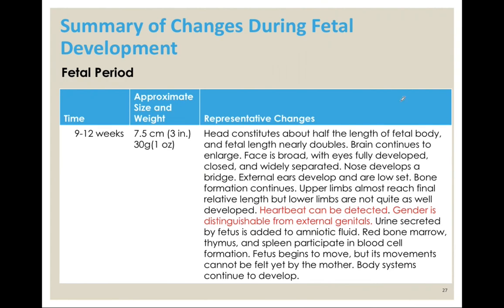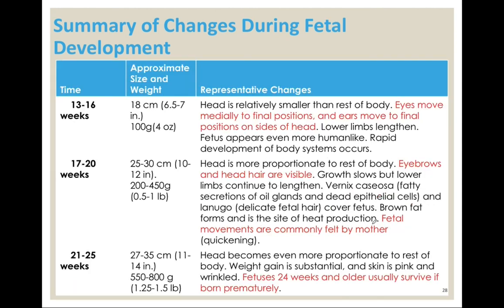You'll see some of the events that are taking place at different times during the fetal period. I know there's a lot of information on these slides, so really give some focus to what I've highlighted in red here. One thing that we'll see between the 9th and the 12th week is that the heartbeat can be detected, and we're also going to be able to distinguish the sex of the baby. The external genitalia will have started to differentiate at this point.